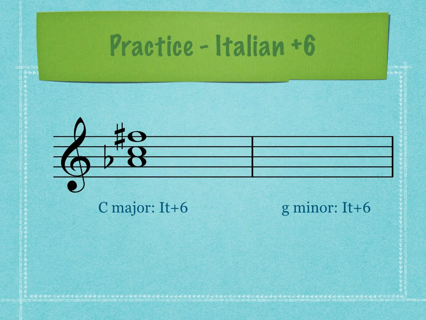It's your turn to practice. I've given an Italian sixth chord in C major. I want you to spell the Italian sixth chord in G minor. Remember, there are no key signatures here, so you have to provide all of the accidentals necessary for the chord. Remember, you should have the tonic, lowered scale degree 6, and raised scale degree 4 in this chord. Don't hesitate to pause the video if you need more time.